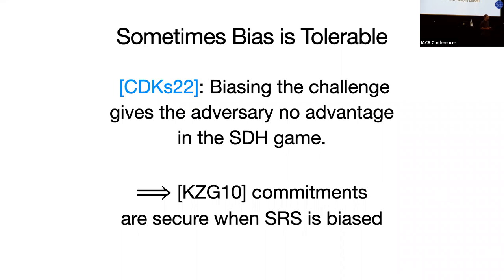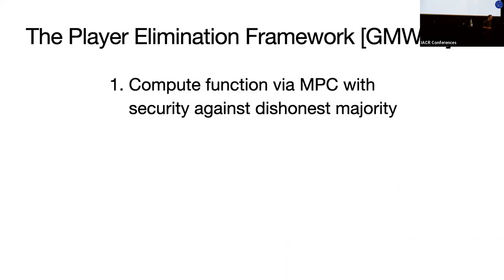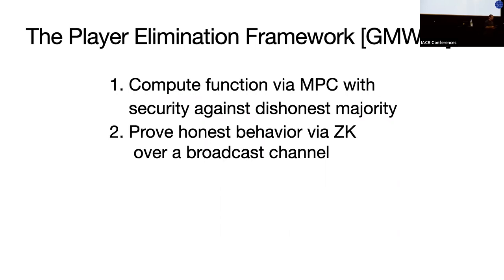Now, when it's okay to have a little bit of bias when you're sampling whatever it is you're trying to sample, this opens up the door to using a really classic technique for achieving guaranteed output delivery in a generic way. And this is the player elimination framework of GMW. This framework is very simple. First, you compute whatever function you'd like via multi-party computation with security against a dishonest majority. Then you ask everybody to prove using zero knowledge on a broadcast channel that they acted honestly.